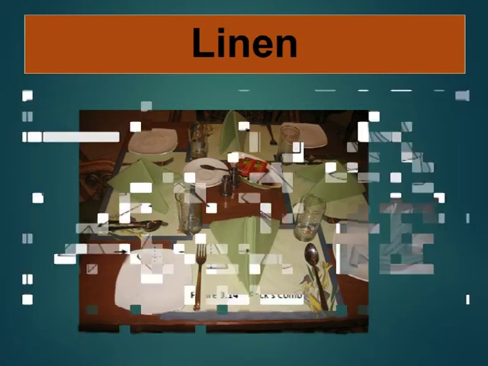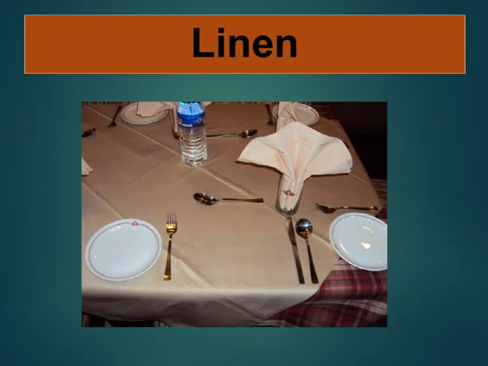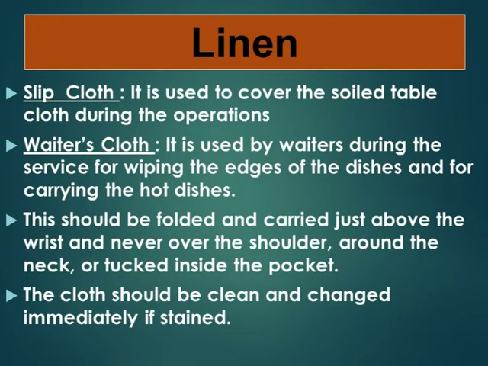Slip cloth. It is used to cover the soiled tablecloth during the operations. Waiter's cloth. It is used by waiters during the service for wiping the edges of the dishes and for carrying the hot dishes. This should be folded and carried just above the wrist and never over the shoulder, around the neck, or tucked inside the pocket. The cloth should be clean and changed immediately if stained.